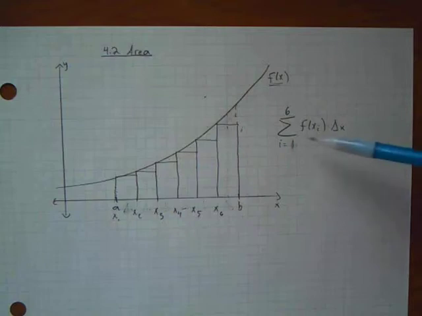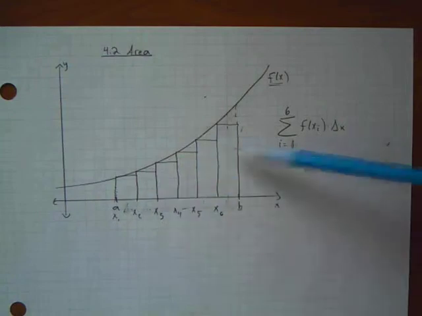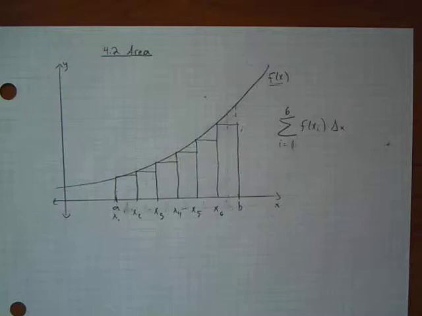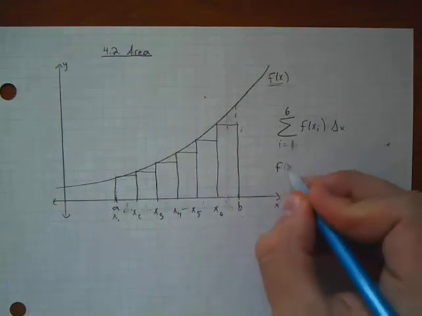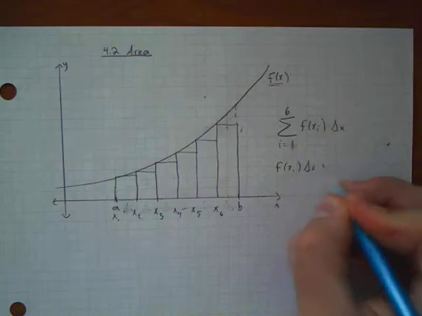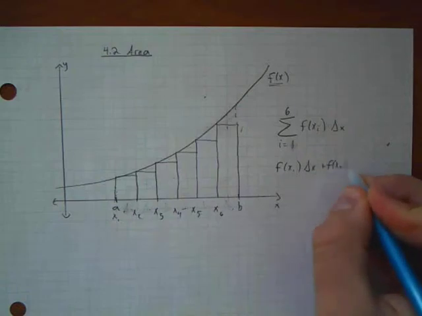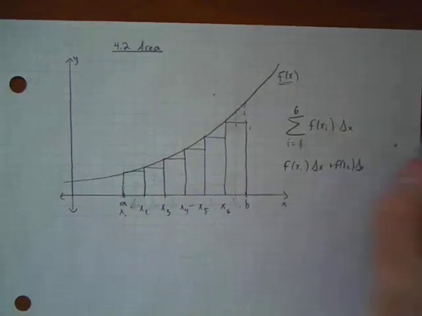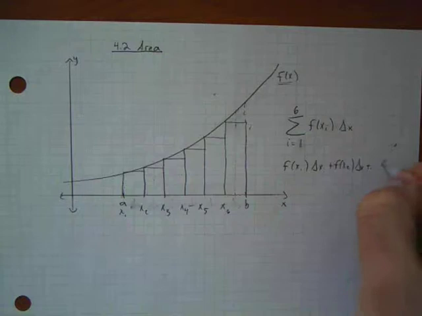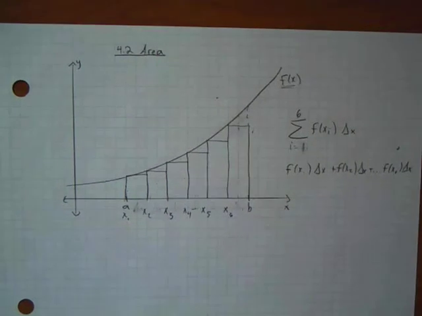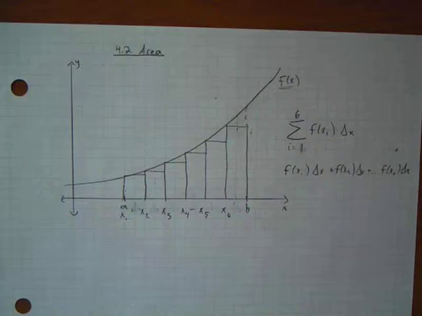And so this sum represents the sum of all of these rectangles' area. And that'll be an approximation of what the area is underneath of that curve. It will look something like f of x1 times delta x plus f of x2 times delta x plus all the way up until f of x6 times delta x. And then all those together give us the total area, just like we said.